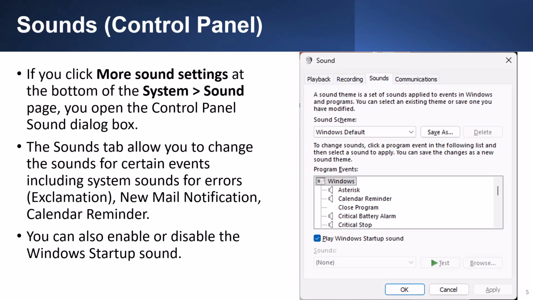If you click More Sound Settings at the bottom of the System Sound page, you open the Control Panel Sound dialog box. The Sounds tab allows you to change the sounds for certain events, including system sounds for errors or exclamations, new mail notifications, and calendar reminders. You can also enable or disable the Windows Startup sound.